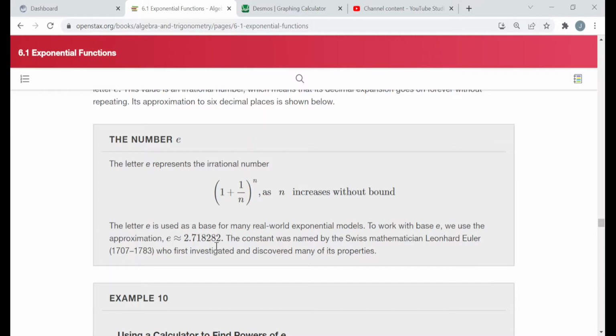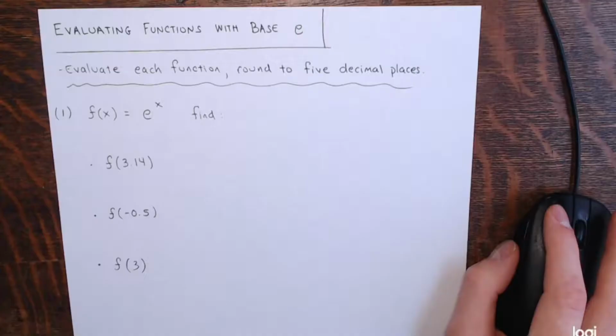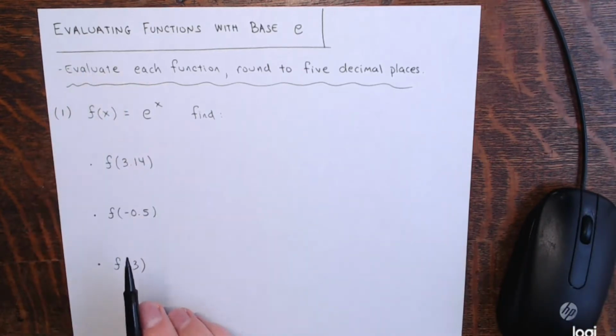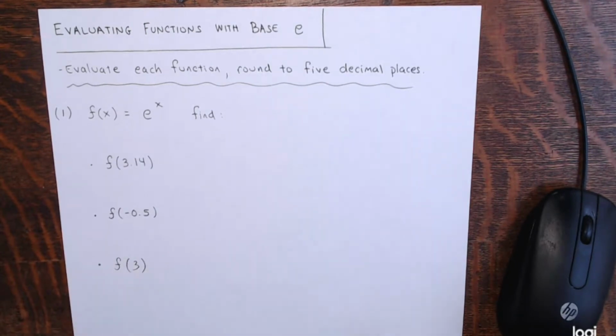All I care that you really know is that e is about 2.7, maybe 2.718. Just know that it's between 2 and 3, about 2.7. That's really all I'm caring about right now from you. Okay? So when I go to my paper here, the title of this is just evaluating functions that have the number e as its base.